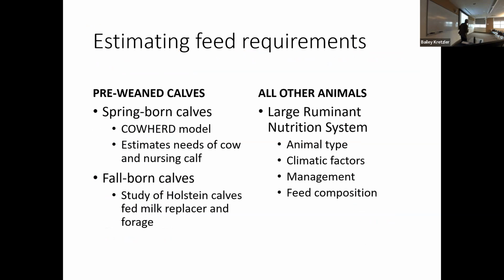We estimated feed requirements for pre-weaned calves and then all other animals using two different approaches. For the pre-weaned animals, a model was used to estimate the needs of the calf, nursing calf and cow together. It's hard to distinguish their separate needs. And then for the fall-born calves, a dairy study was used because these animals are not on pasture. The other animals were estimated with a large ruminant nutrition system, which considers the breed, the climate, management system, feed composition. And all of that affects how much you need and what quality of forage.